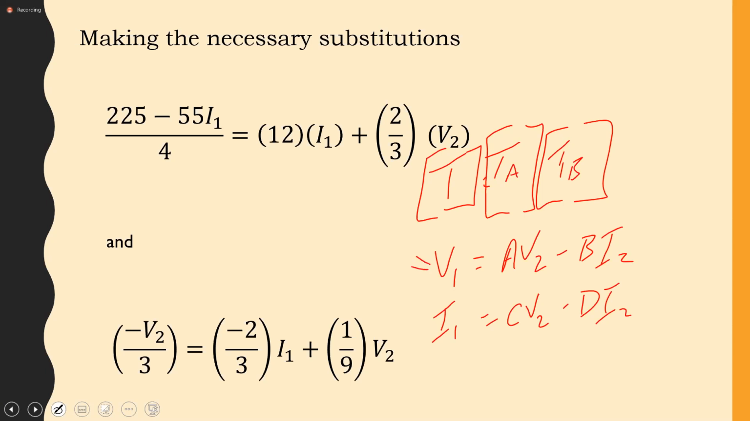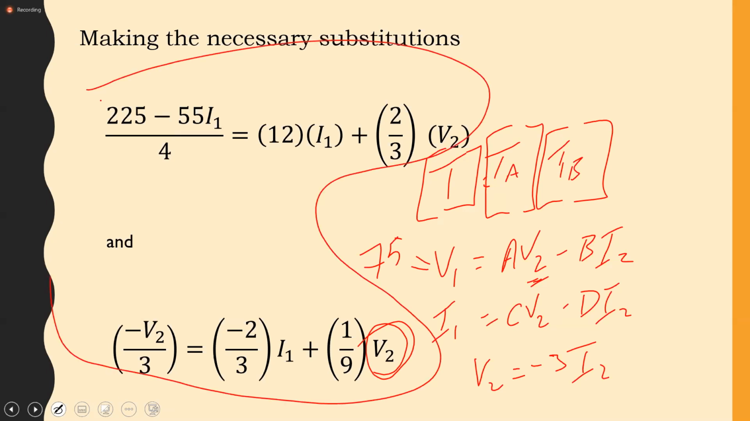From the network, V1 is 75. And of course, you know that V2 would still be minus 3 I2. So you can make the substitution for V2 in both equations. And in doing that, if what you have done is correct, you should get the same value for V2 and I2 using this method as using the transmission parameters.